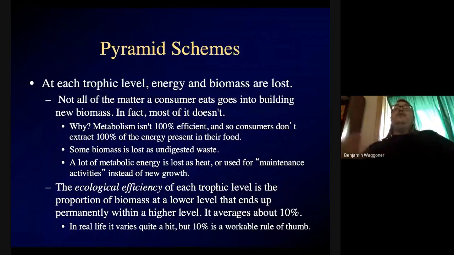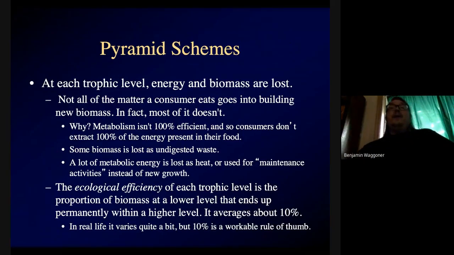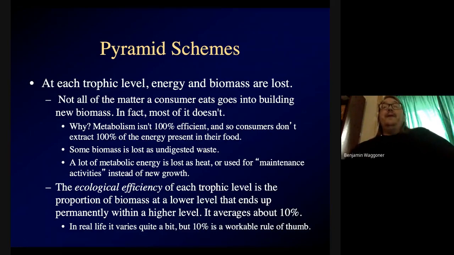And the reason why you see that is you lose energy and biomass every time you move up a trophic level. Most of the matter that a consumer eats doesn't go into building new biomass. For one thing, metabolism is not 100% efficient. You don't get 100% of the energy that's present in your food. You end up maybe getting, I want to say 30%. It's not possible, as far as I know, for a metabolism to be much more efficient than that. Some of your biomass is lost as waste that you don't digest.